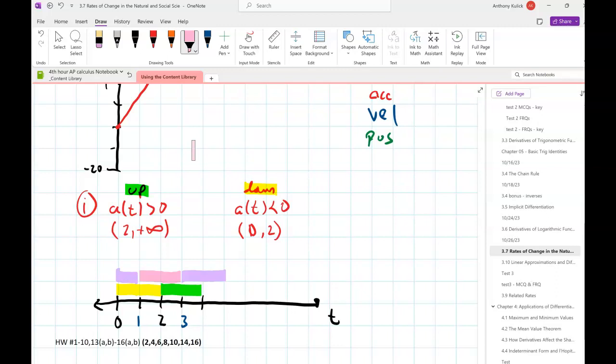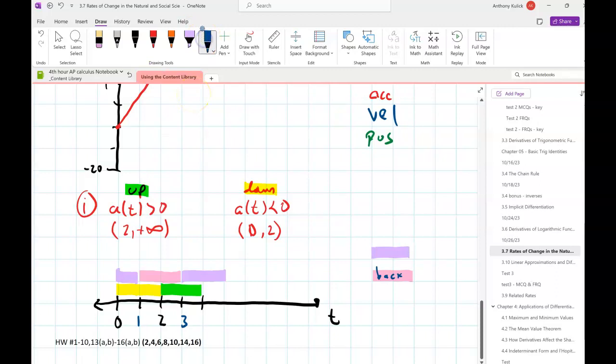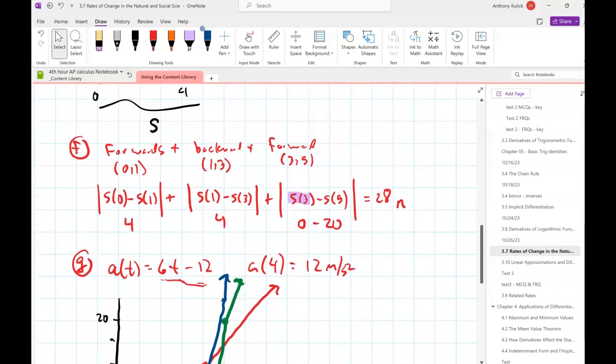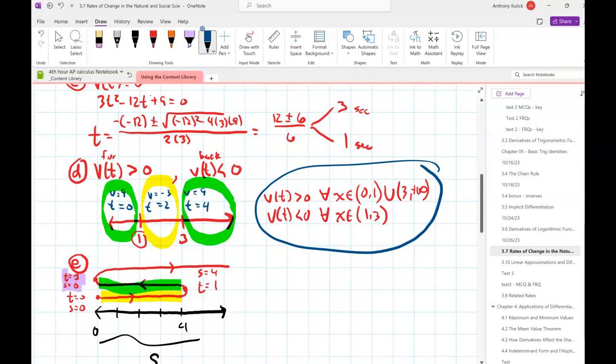Yes, Chanel? Oh, wait, so what's the difference between the yellow and green and purple? I'm just getting ready to color code it for us. So the green and yellow are slowing down, speeding up. The pink and purple are moving forward and backwards. Wait, how did you solve for pink and purple? Was that just what we did back here, right? Okay. Sorry. That's okay.